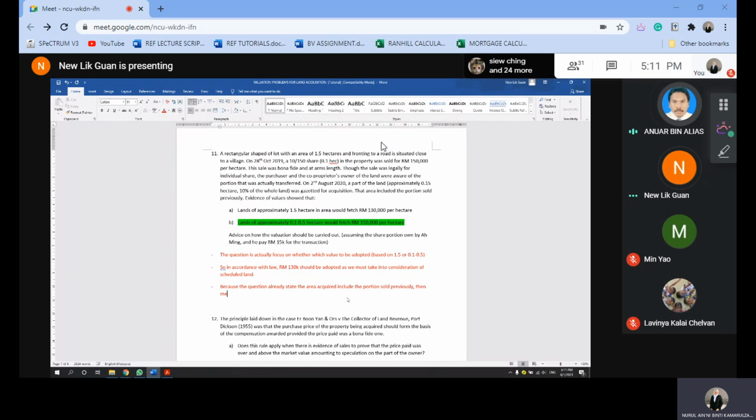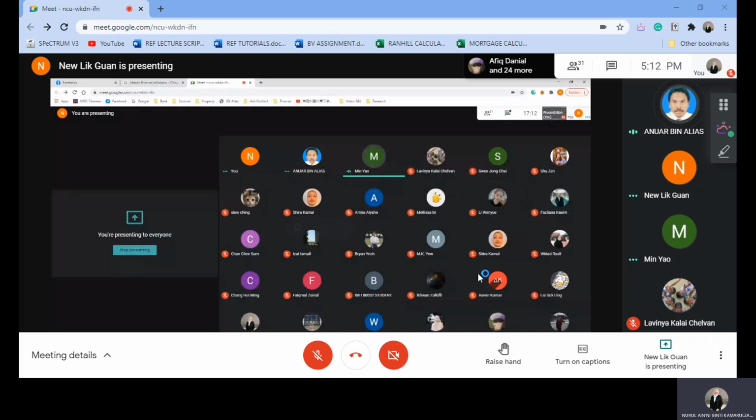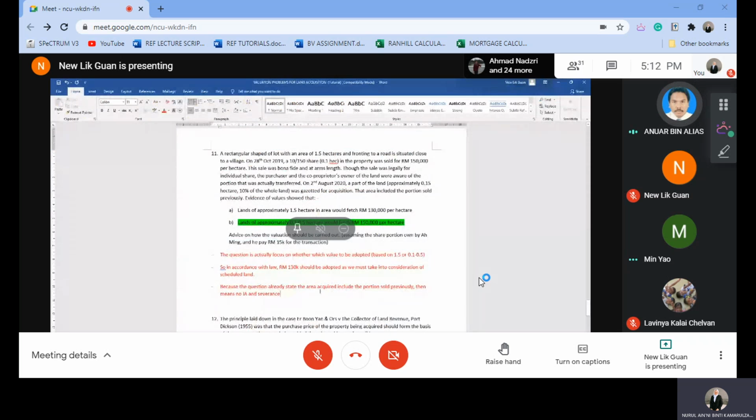Okay. What is actually question one? So Doctor, in this case, we ignore the previous transaction that part of the share was sold for 150 per hectare? Okay, good question. Good question.